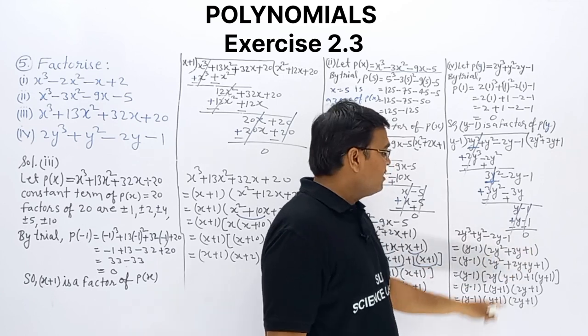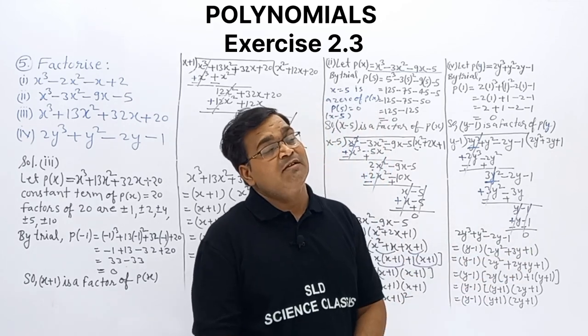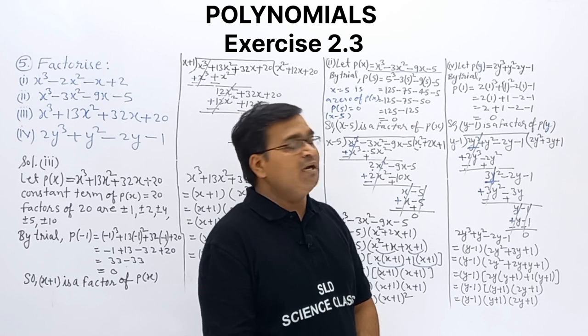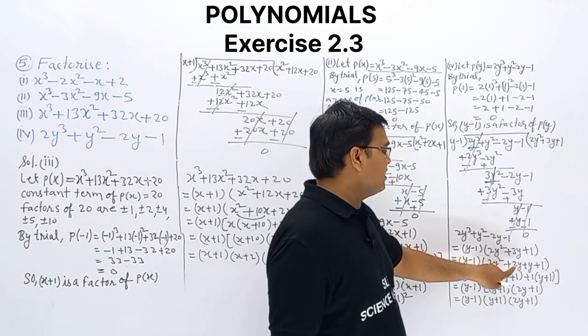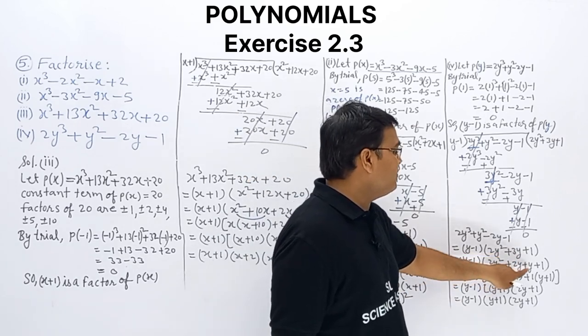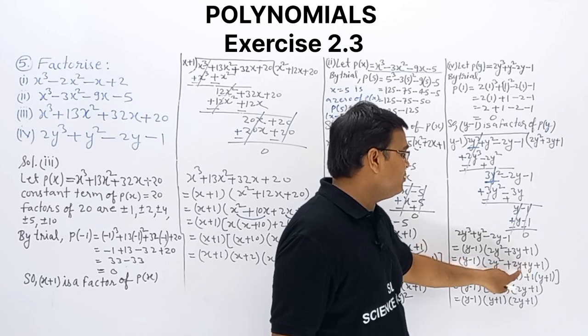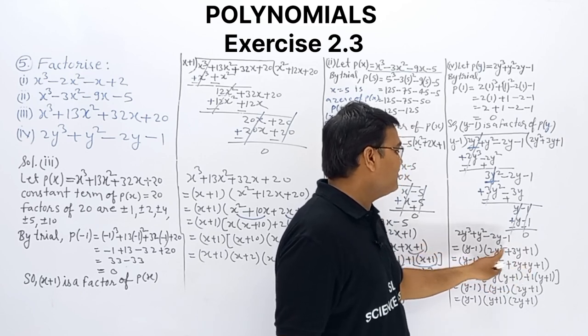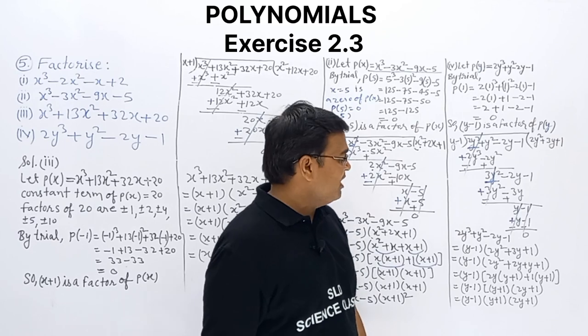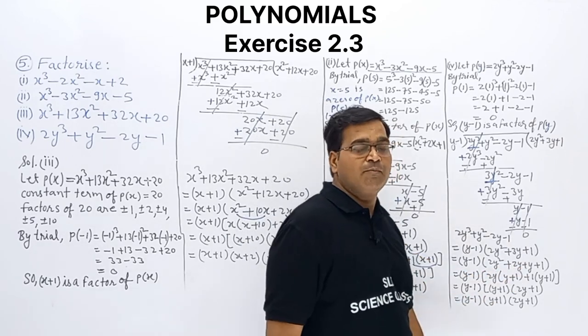Quadratic polynomial. Now quadratic polynomial we can factorize by splitting middle term. We will split middle term. 3y can be split into 2y plus y, and product of both will be what? 2y square, and product of first and last term is what? 2y square. It means 2y plus y is the correct parts.